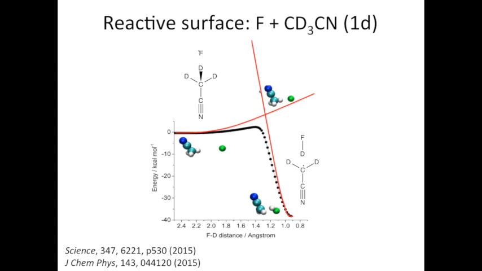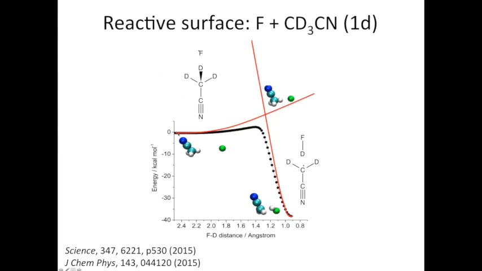And so here's just an example of some of the reactive surfaces we've got. So this is from the recent work that's happened in 2015 for the F plus CD3CN reaction. I should say this is in the gas phase. We also have solution phase results and free energy surfaces and things like that, but I haven't included those in this talk because they're out for publication right now. But yeah, this is fluorine pulling off that deuterium from acetonitrile.